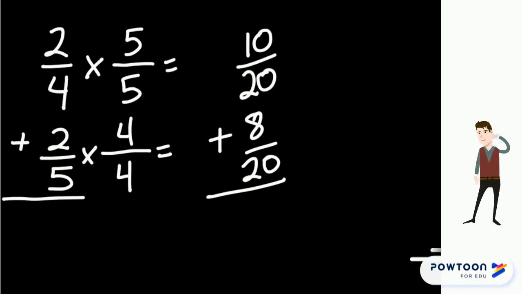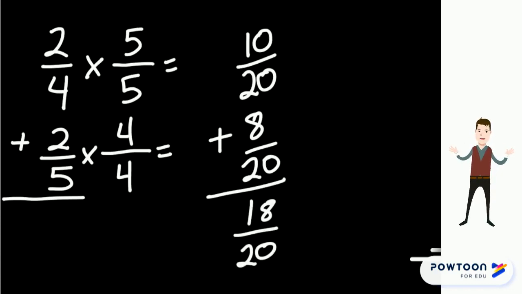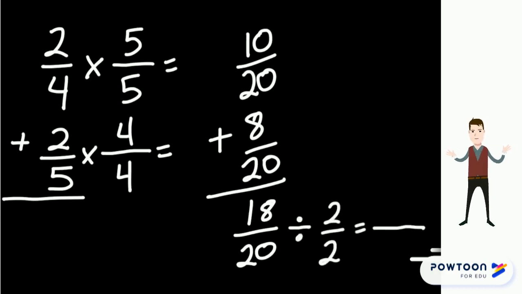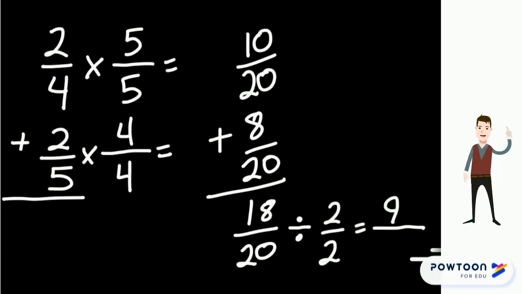Now we add 10 over 20 plus 8 over 20. That is 18 over 20. Our final step is to simplify if we need to. I know that both 18 and 20 can be divided by 2. 18 divided by 2 is 9, and 20 divided by 2 is 10. This means that our fraction is simplified as 9 over 10.